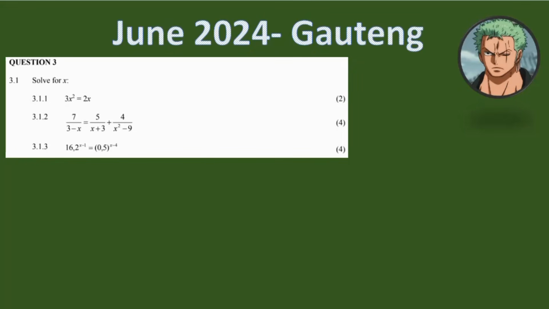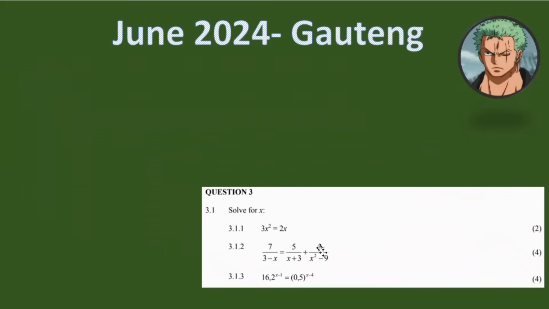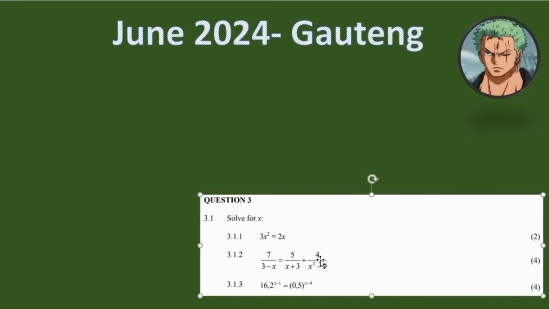To the last question, which looks like an exponential question. A very nice exponential question. From the June paper, we have 3.1.3, which says you have 16 multiplied by 2 raised to x minus 1. This is equals to 0.5, or would you look at that? They're throwing decimals, okay? X minus 4. And this is 4 marks.